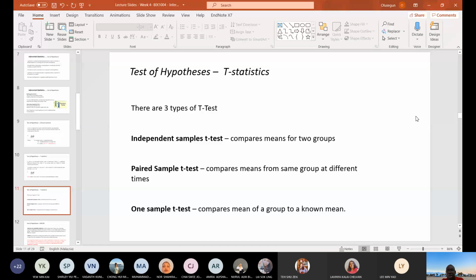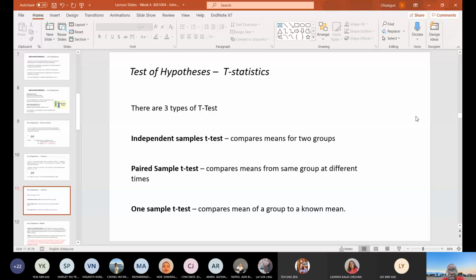Means of two groups, because when you are doing a T test or Z test, we are trying to see how the mean of the sample reflects the population.